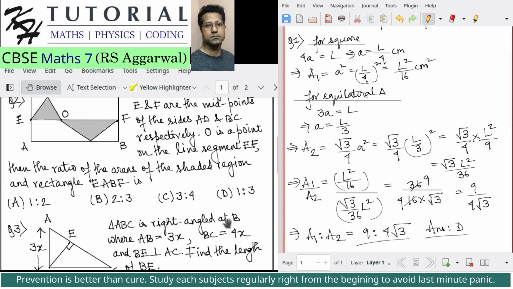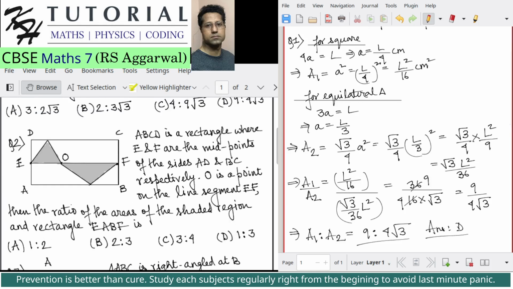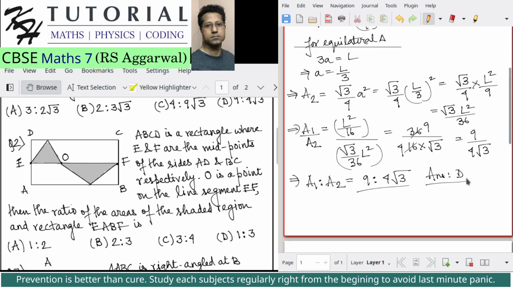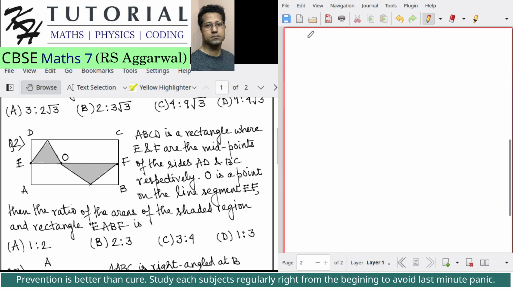Okay, let's do question number 2. There is a figure for question number 2. ABCD is a rectangle where E and F are the midpoints of the sides AD and BC. So E is the midpoint of the side AD and F is the midpoint of the side BC. O is a point on the line segment EF. So if you join EF, we get a line segment EF, and O is a point on the line segment EF. Then the ratio of the areas of the shaded region and rectangle EABF is.